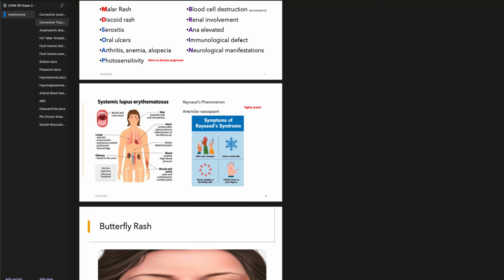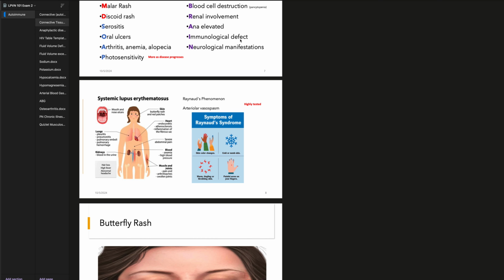All right. Anybody with an autoimmune disease can develop something called Raynaud's phenomenon or Raynaud's syndrome, and sometimes it's referred to that way. And what happens? It's due to arterial vasospasm. It's highly tested on ATI. And so what happens is the skin on the hand changes colors. It goes from white to blue to red.